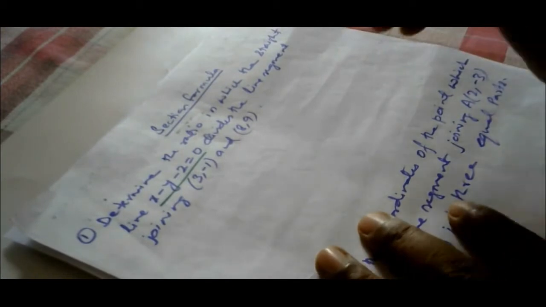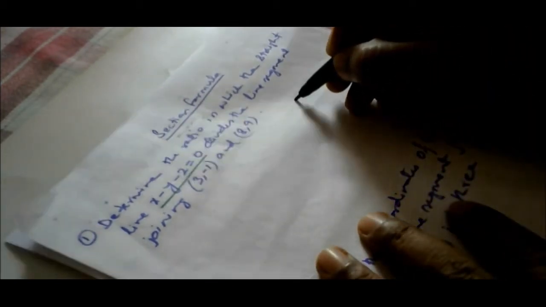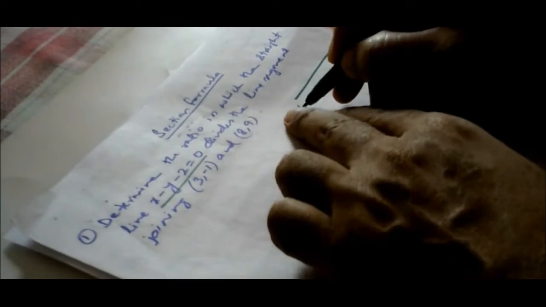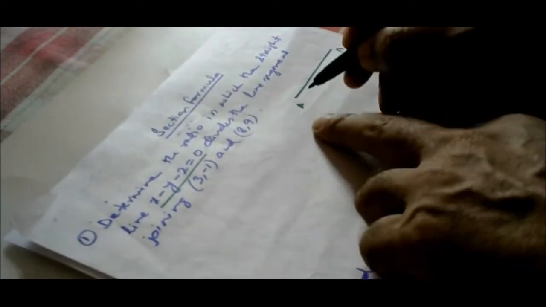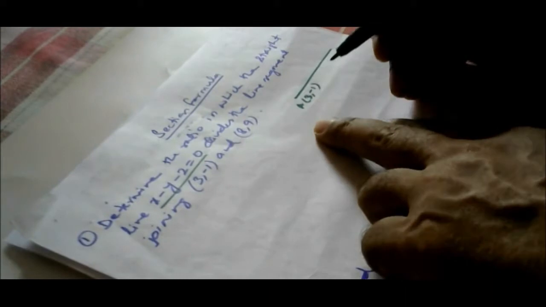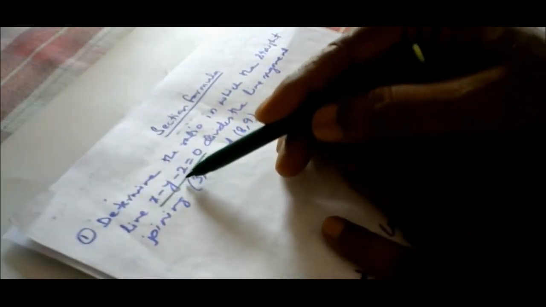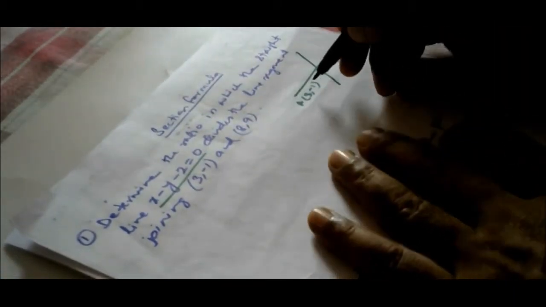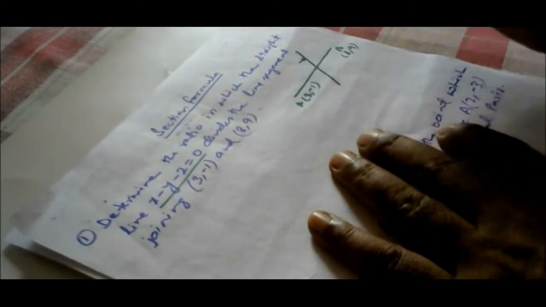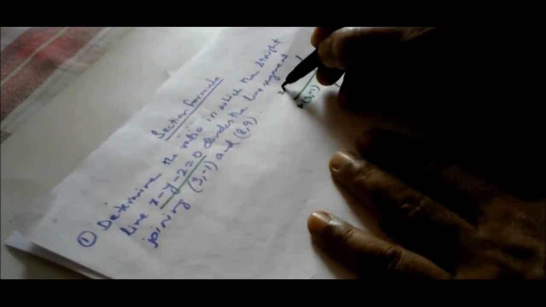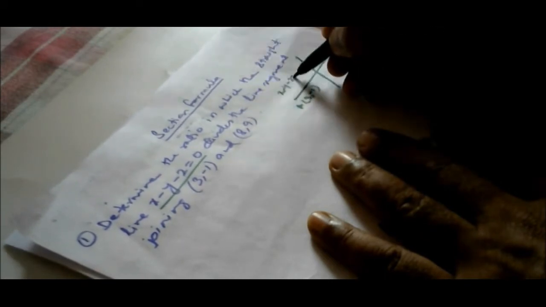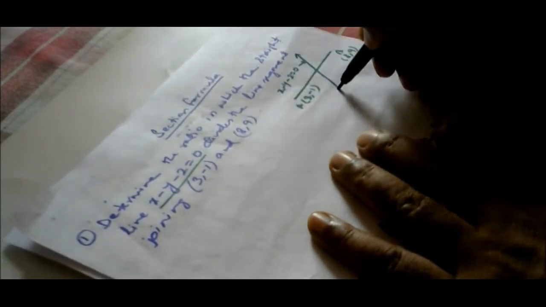So suppose a line segment, take it as A and B, and A is 3, minus 1, B is 8 and 9. So this is the line segment, and another line is x minus y minus 2, which is dividing this line segment. So x minus y minus 2 is equal to 0 is the equation for this line L.